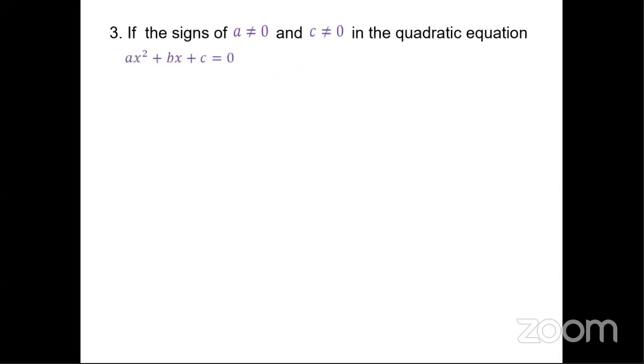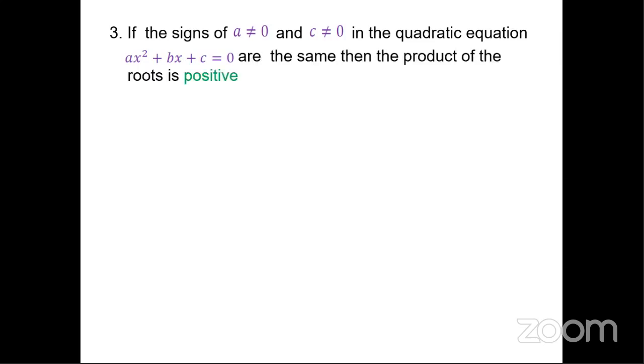Now, if the signs of a not equal to 0 and c not equal to 0 in the quadratic equation ax square plus bx plus c equal to 0 are same. Now let us try to see what exactly is the meaning of this sentence till here. Now you have a quadratic equation. A is not equal to 0. C is not equal to 0. Okay, they are non-zero values. Now he says signs of A and C. Now they are same. That means if A is positive, C is also positive. And A is negative, C is also negative.